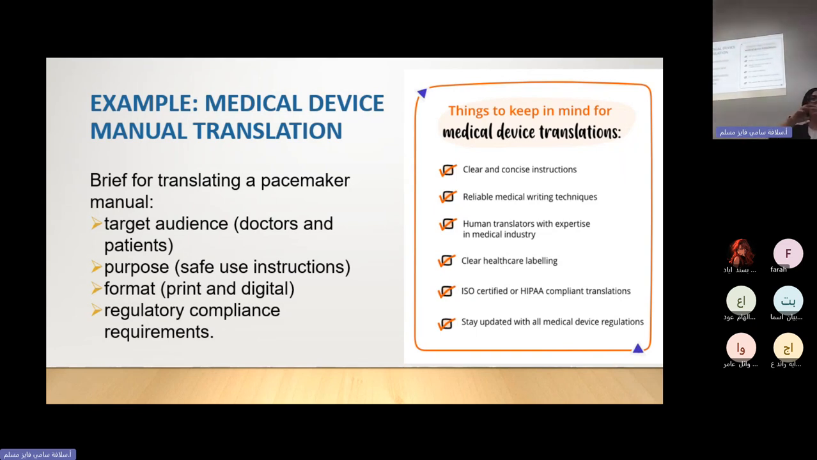In medicine, there are regulations to follow in order for me to translate this properly. Okay? So, things to keep in mind, for example, this is an example, okay? Clear and concise instruction, reliable medical writing, human translator with expertise, and this is important. Whoever wants to translate medical text needs to have some knowledge in medicine, okay? In addition to cooperating with people of expertise in this field.